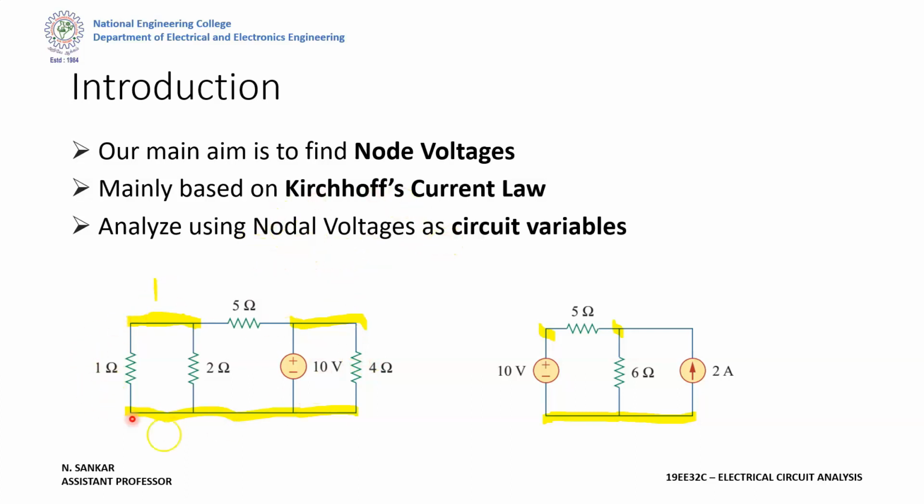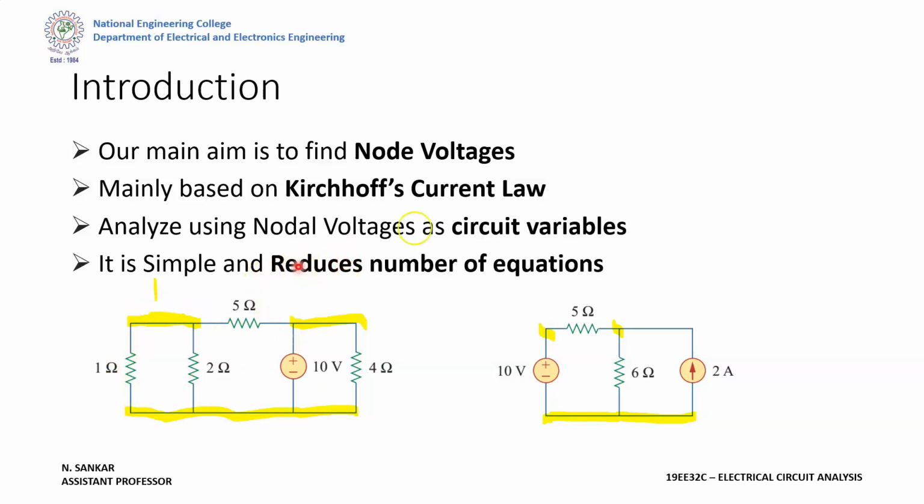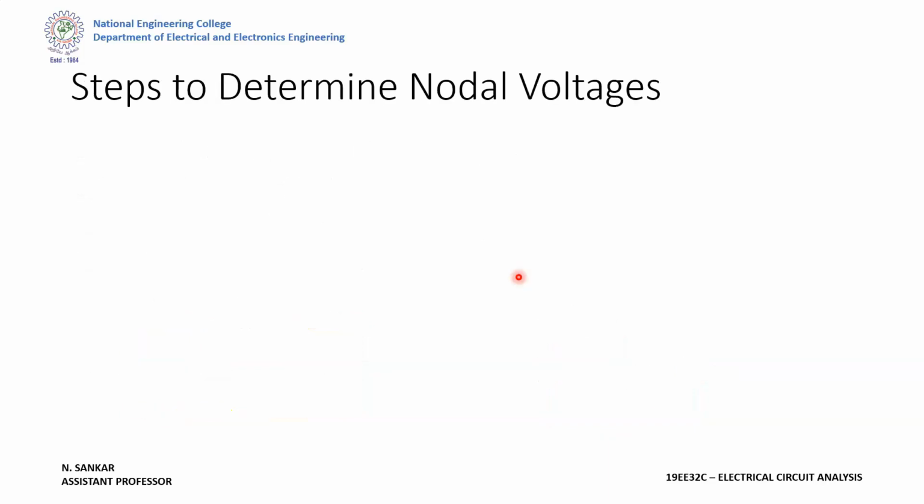For example, if this is the circuit, then we will consider the nodal voltage here as V1 and this one as V2. We won't consider this voltage, we will take this as a reference node. So here we have only two unknowns, that is V1 and V2. Thereby we are reducing the number of equations. Instead of going for a lot of equations to find the variables, we are making use of Cramer's rule or simultaneous equations to solve for the unknown values. So this is our aim.